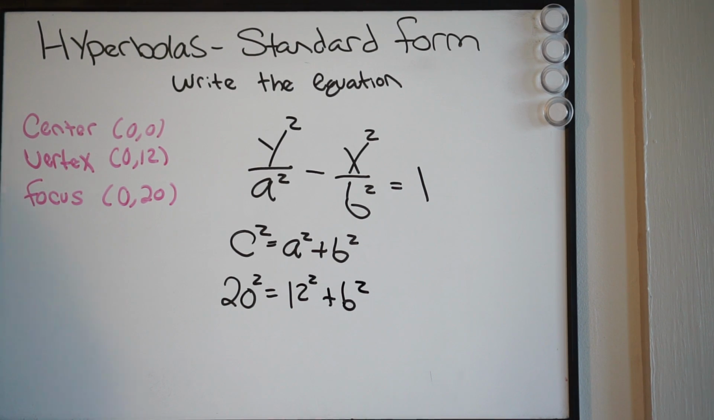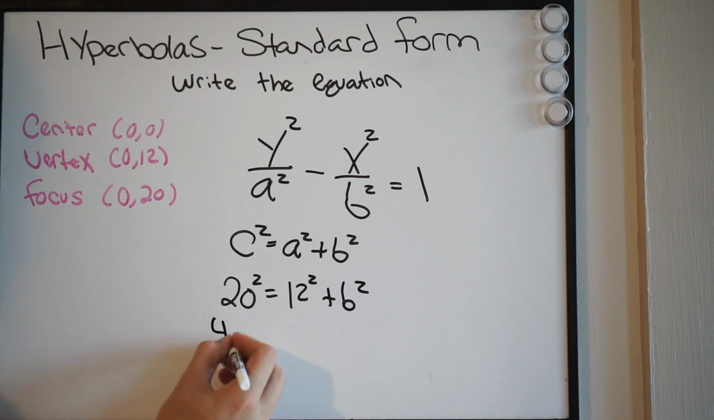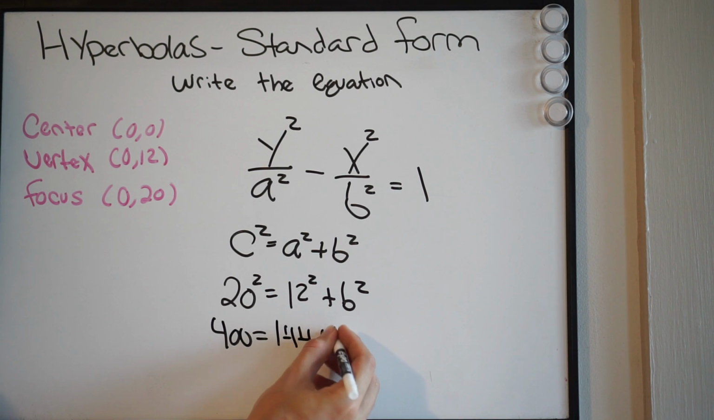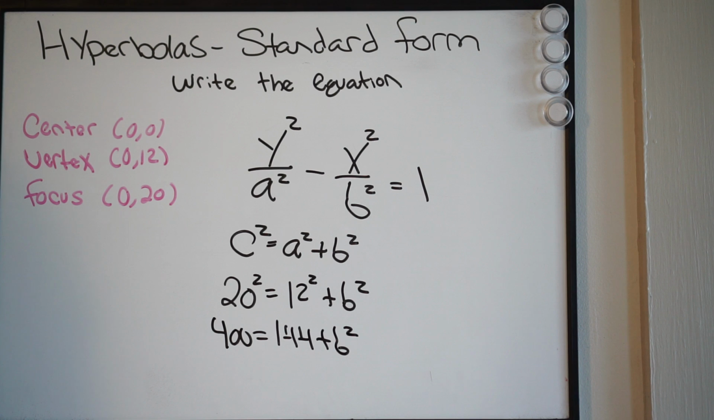So we go ahead and put this in our calculator. We get the following: 20 squared is going to be 400. 12 squared is 144 plus b squared. So we get 400 minus 144, and that's going to be 256, equal to b squared.